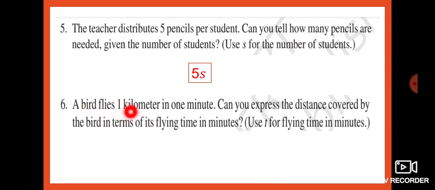Sixth question. A bird flies 1 kilometer in 1 minute. Can you express the distance covered by the bird in terms of its flying time in minutes? Use small letter t for flying time in minutes. Here 1 kilometer, so 1t. 1t we can write simply as t. No need of 1 there. 1t means t.